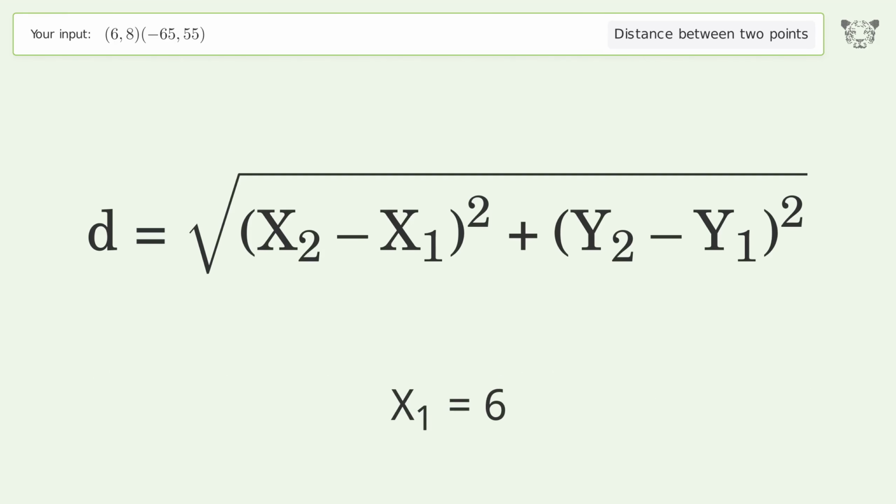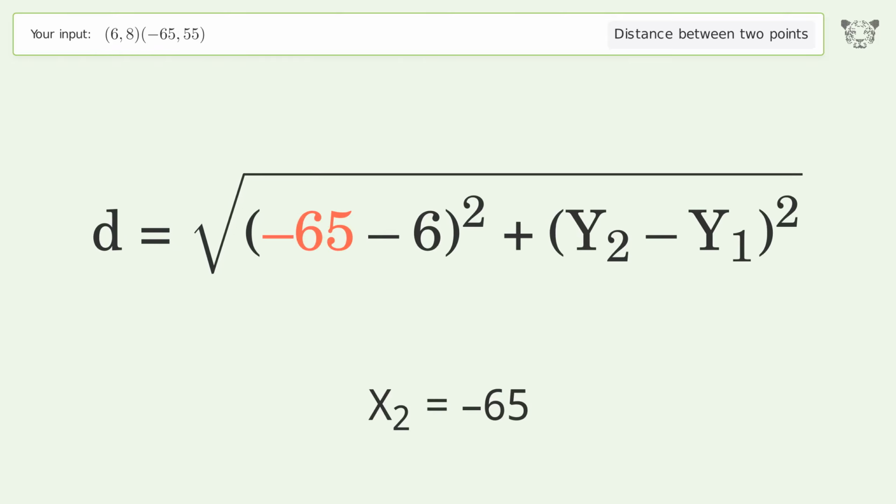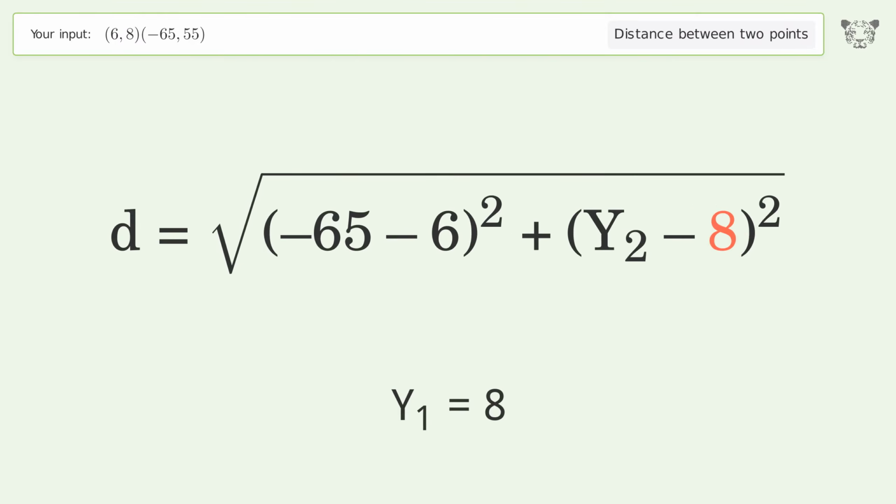x1 equals 6. x2 equals negative 65. y1 equals 8. y2 equals 55.